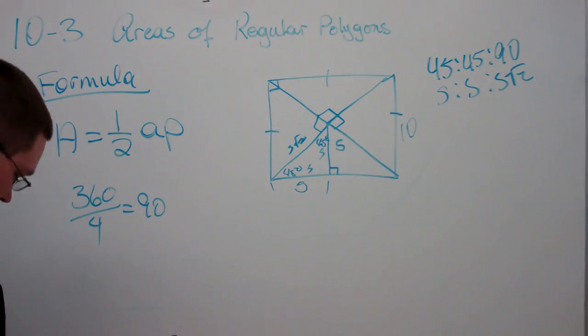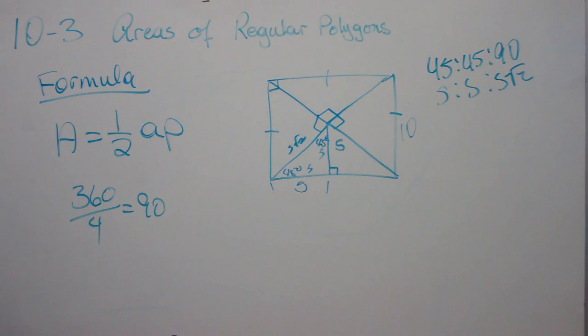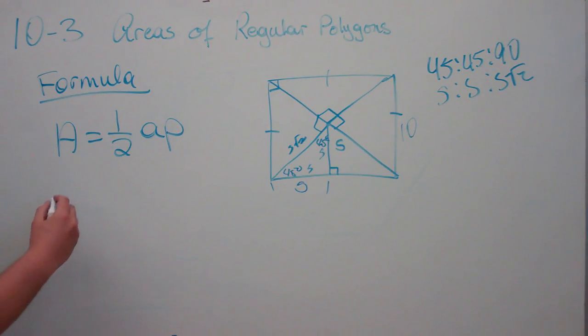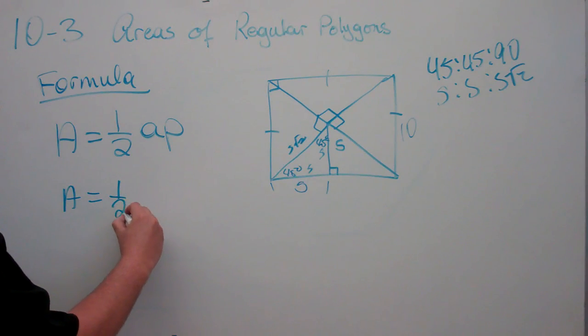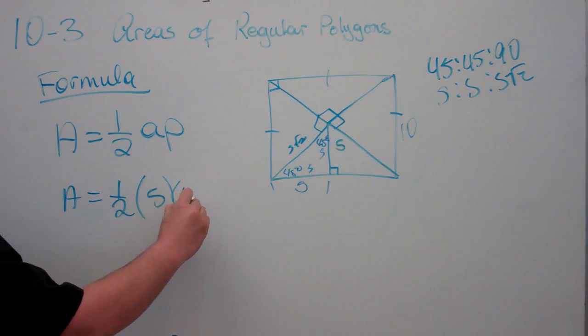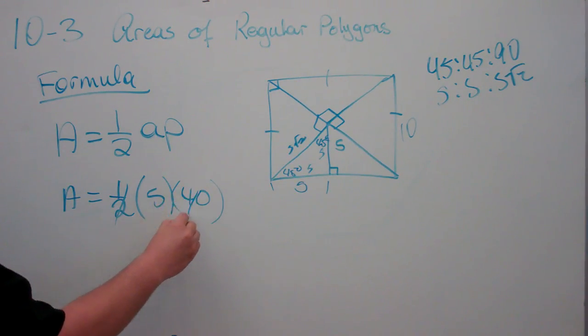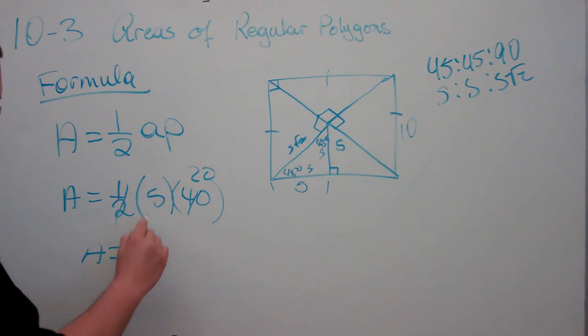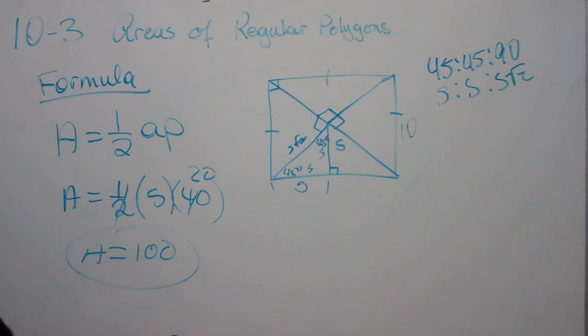So now we can come back over here and plug into our formula. So A equals 1/2 the apothem, which is 5, times the perimeter, which is 4 times 10, so 40. All right, let's go ahead and half that for 20. So our area is 5 times 20, which is 100. All right, so it even works for squares, because a square is a regular polygon. And this formula works for every polygon.